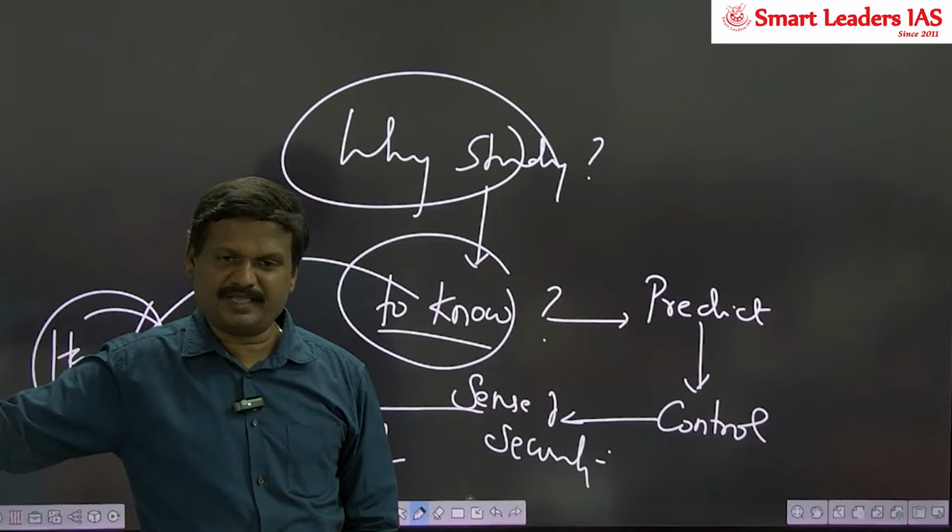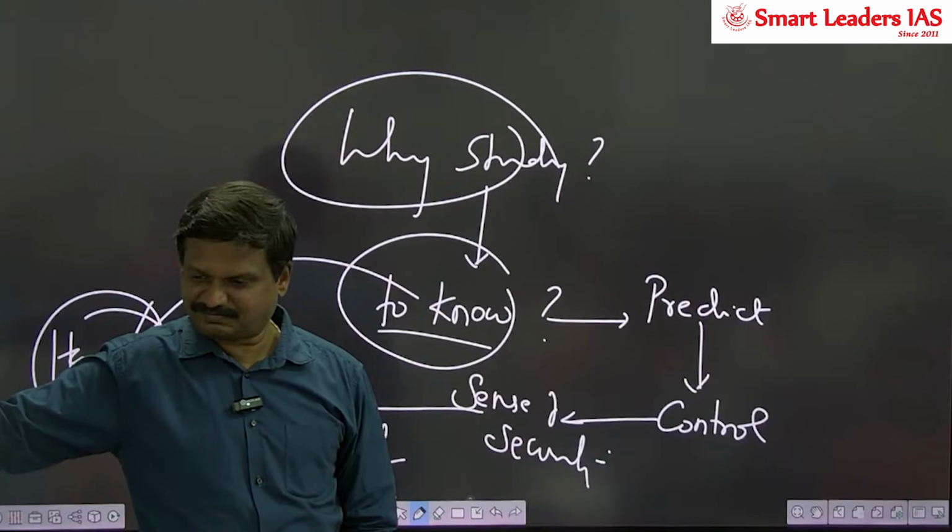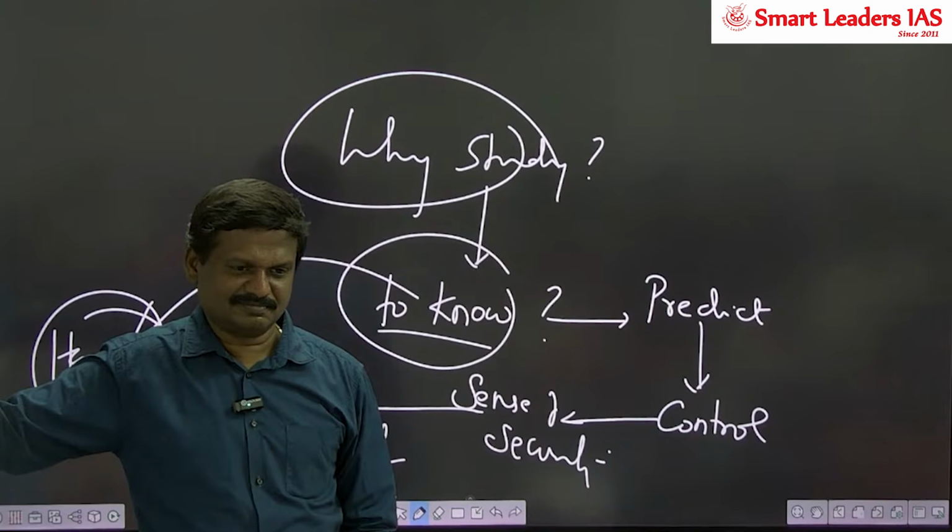Why did online come? To increase the efficiency, to increase the communication. But today online matrimonial websites are there, to see whether the girl belongs to your caste or not.